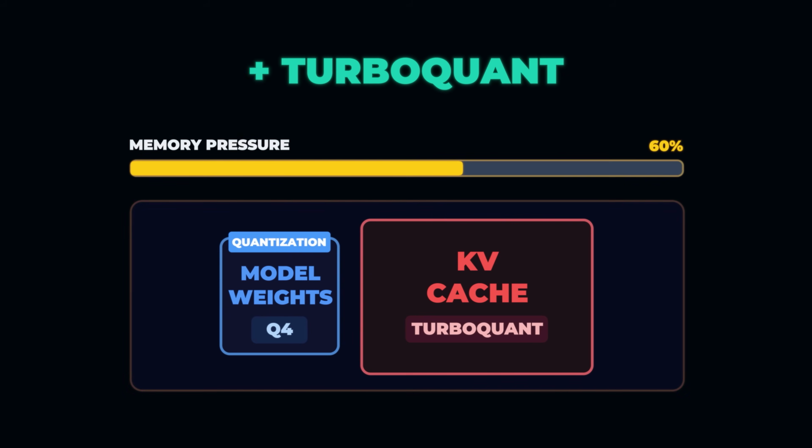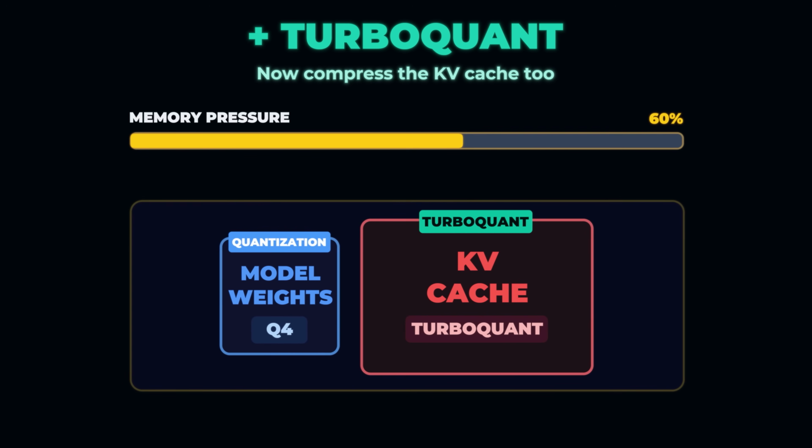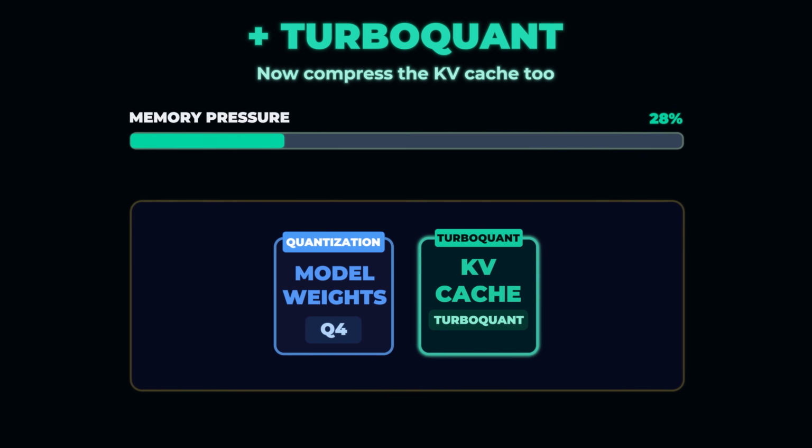Whereas TurboQuant, this new amazing thing, actually works on the KV cache and shrinks that down.